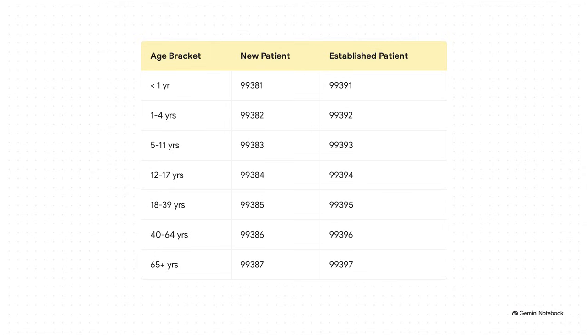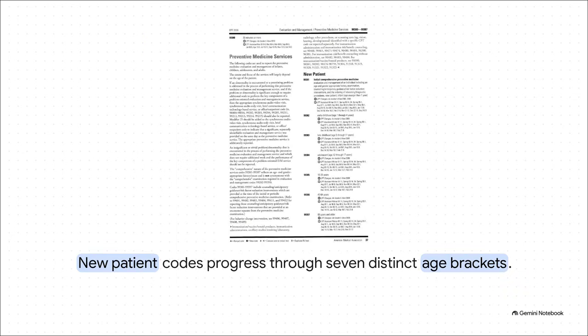The 99380 series is your go-to for new patients, while the 99390 series is for established patients. When you crack open the CPT guidelines, you'll see a very clear, logical progression for these new patient codes. It starts all the way down at 99381 for infants under a year old, and then it basically marches right through early childhood, adolescence, and adulthood, ending at 99387 for patients 65 and older. Honestly, your only job here is to verify the patient's status and double-check their birth date.